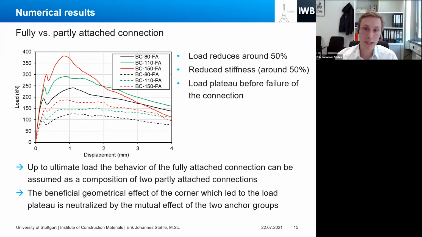The main difference was really that when the connection was only partly attached, there was a rather marked load plateau before the complete failure of the connection arose. So basically, up to the ultimate load, the behavior of the fully attached connection can be more or less assumed as a composition of two partly attached connections. However, this beneficial geometrical effect of the corner, which led to the load plateau, is neutralized by the mutual effect of the two anchor groups when we have the complete connection.